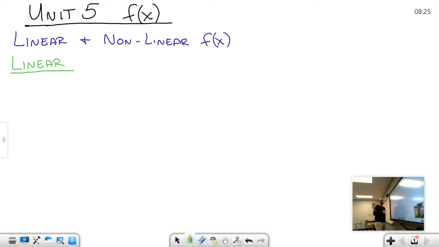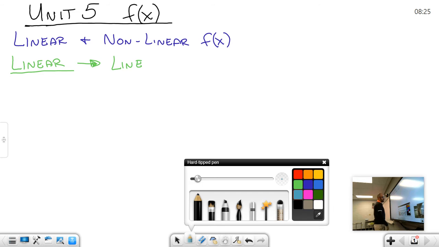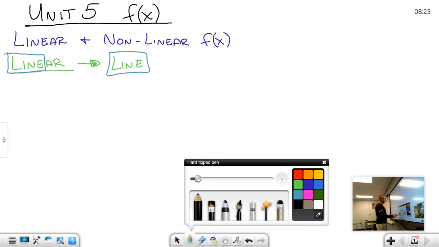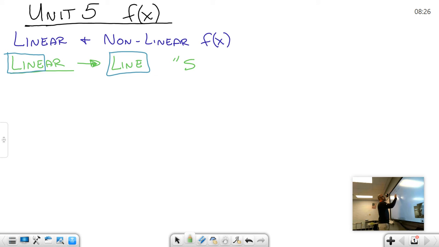A linear function as a graph is exactly what it says. It's a line. If you look at the word linear, you'll actually see the word line. You cannot spell linear without the word line. So it is a straight line. A linear function is a straight line. No curves. There are no curves.